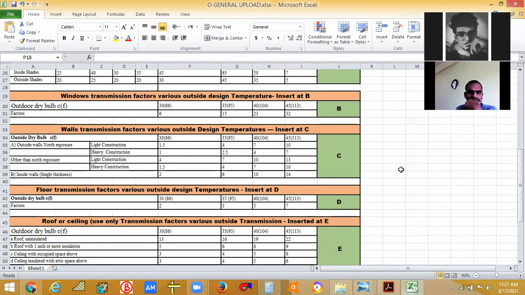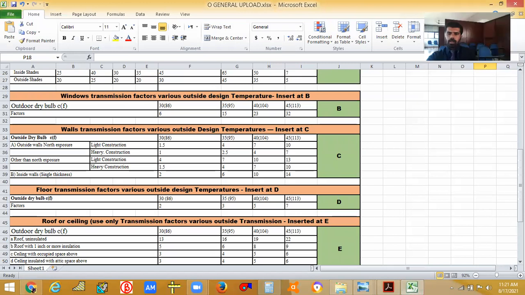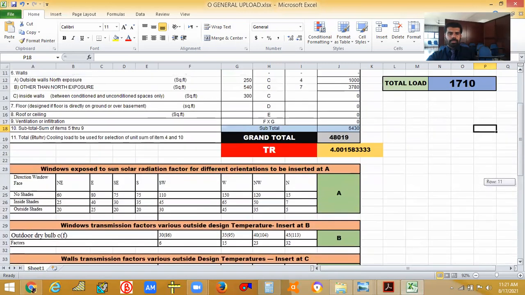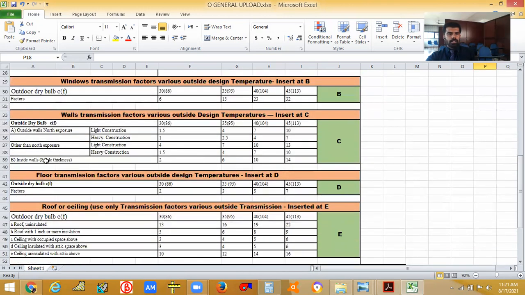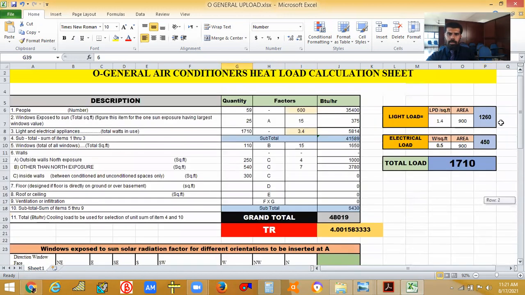Now, where I have stopped? Yeah. Inside wall. See, what will be my value? It is 6 for 95 degree Fahrenheit. For inside wall, it is 6. So I am multiplying with 6. I get 1800 BTU per hour. Fine. Now wall is over.